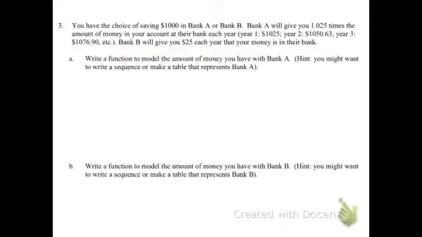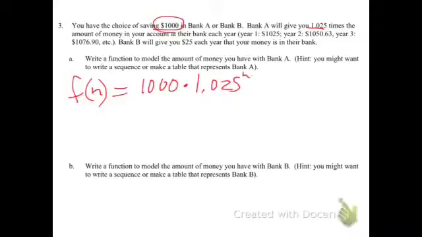So write a function to model the amount of money with bank A. Remember, 1,000 is our starting value, and we have a common ratio here of 1.025. And so when you write your function, it'd be 1,000 up front times your common ratio to the n minus 1 power. And yeah, we're going to write it like that.